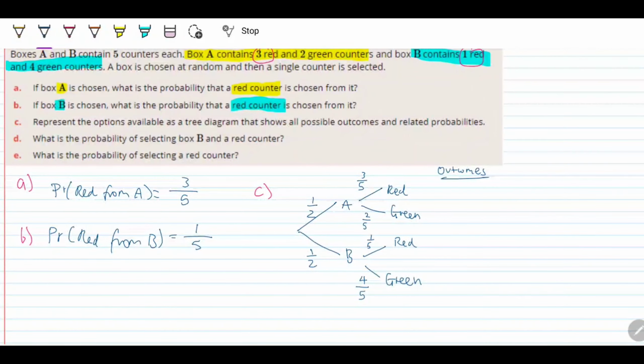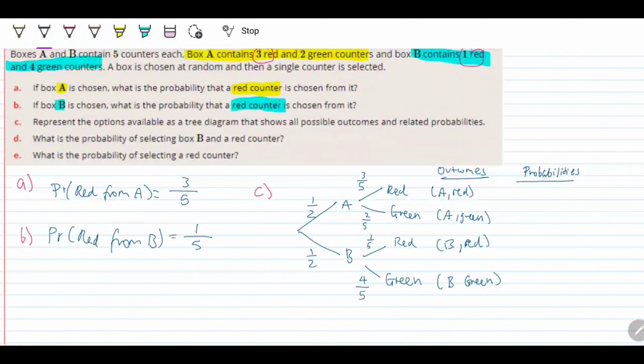If we follow the branch, we're going from A to red. The first outcome is going to be A in red. Second outcome will be A in green. Third outcome will be B and red. And the last outcome will be B and green. Now finally, we need to have a probabilities column. To get this, we just need to multiply across.